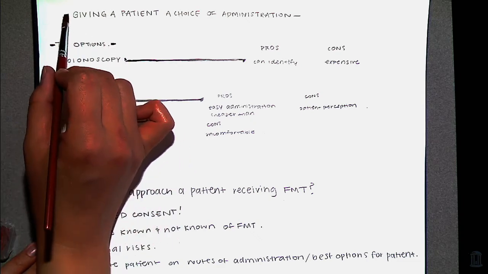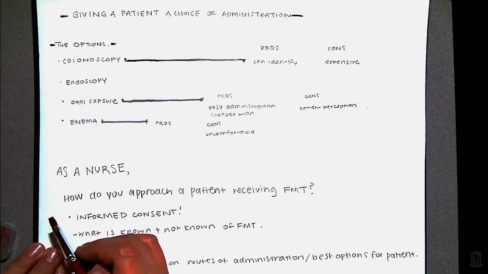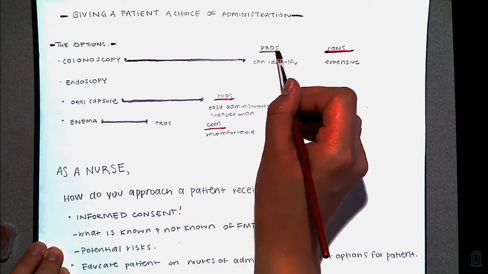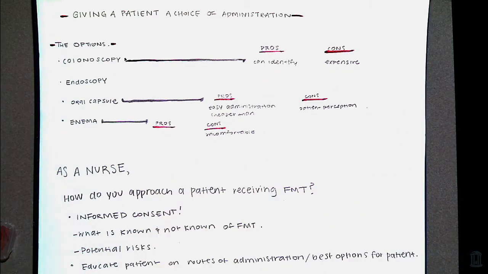Here are some of the pros and cons. Colonoscopy is an invasive and expensive experience, but providers are able to identify other potential disease processes. Oral capsule is easy to administer and cheaper than a colonoscopy, but patient perception of putting stool in their mouth is a negative. Enema is uncomfortable, but is a quick route for administration and can be done at the bedside.